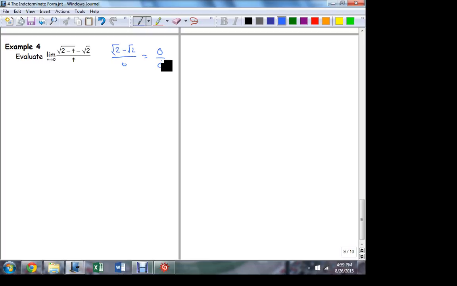There's no factorization here that will help me. None of these terms have a common factor. There's nothing to expand. There's no compound fractions. So we're going to need a brand new trick to treat these expressions that involve radical forms. So, what's the trick? Does anybody know? Anybody know what the trick is here?